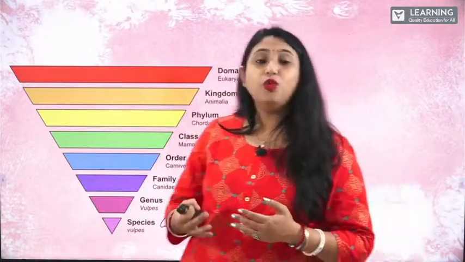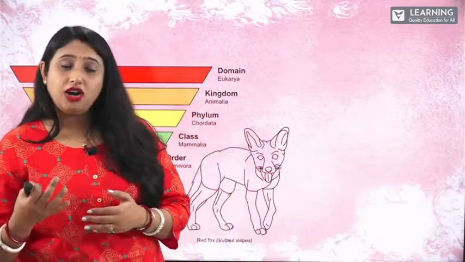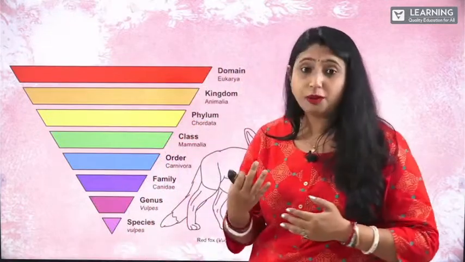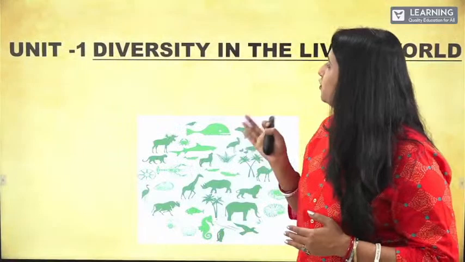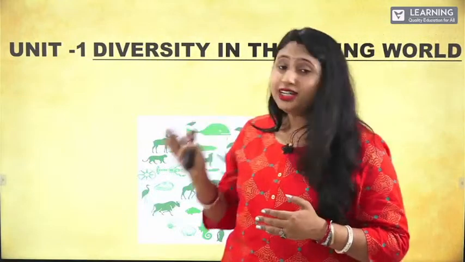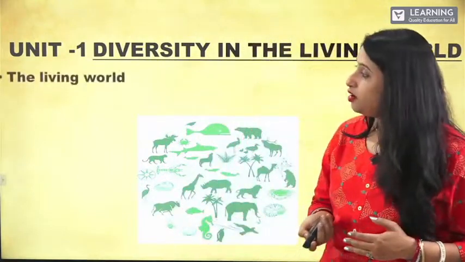Now, when we talk about taxonomic classification, why is it necessary? Because in this living world, we have many living organisms and we need to name them, we need to classify them. So this taxonomic classification is very much essential. In this living world, we have diversity in living organisms, right? So your unit 1 is all about the diversity in the living world. Clear? So under this unit, you'll be studying about the living world, which is your first chapter.